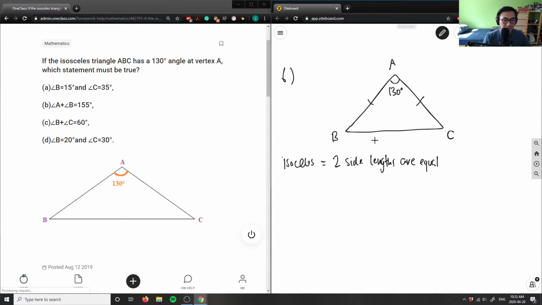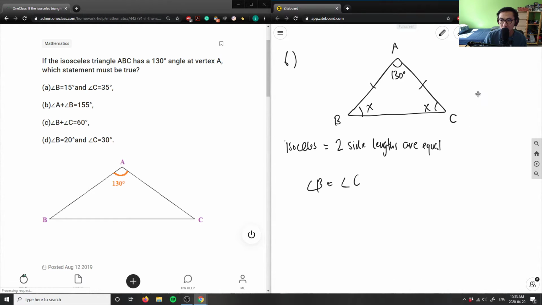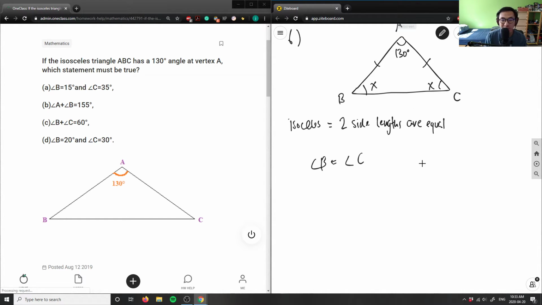So that's good. If those 2 side lengths are equal, then the two angles here must be equal as well, right? Angle B has to equal angle C, if both sides are equal, right? It makes sense because the lengths are equal. So I can say that this is x, but this is also x, right? And then I can use the sum of interior angles to prove these. So I can say that the sum of interior angles of a triangle is 180 degrees.